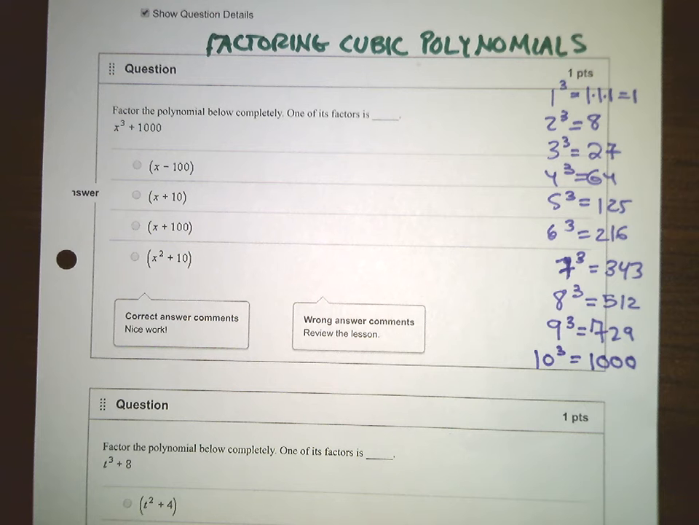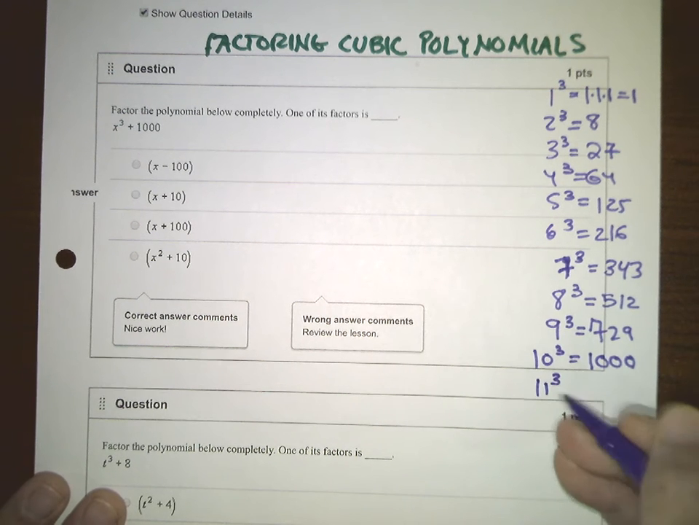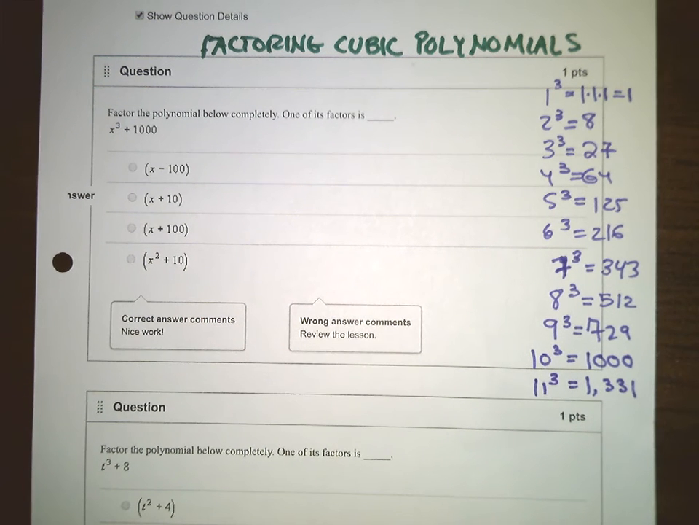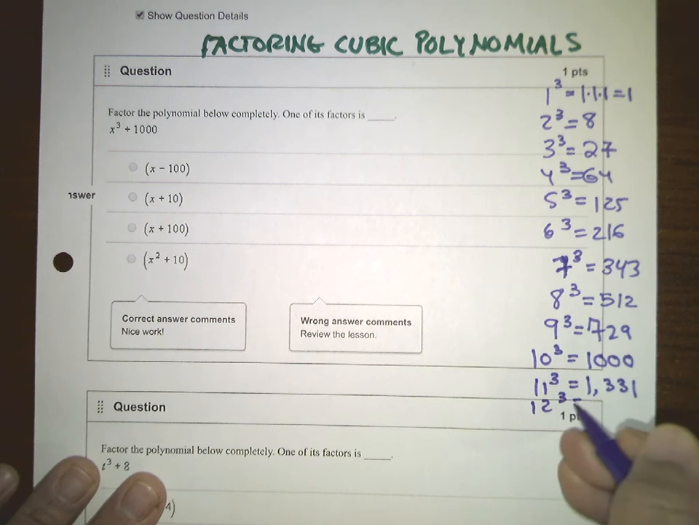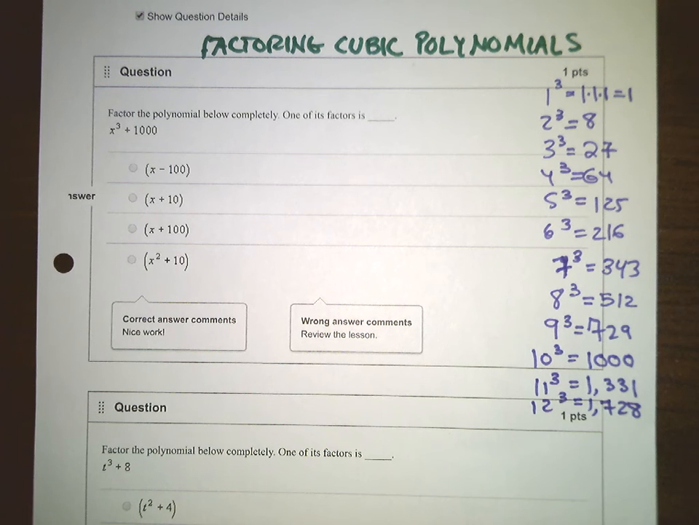How far should you go? Well, I'll do a few more for you. 11 cubed is 1,331. Do you want to see at least one more? Why not? 12 cubed is 1,728. If you have at least that many memorized, that would be great. And you should memorize up to 1,000 cubed. Why not? You have a lot of time if you are watching this video, I'm sure.